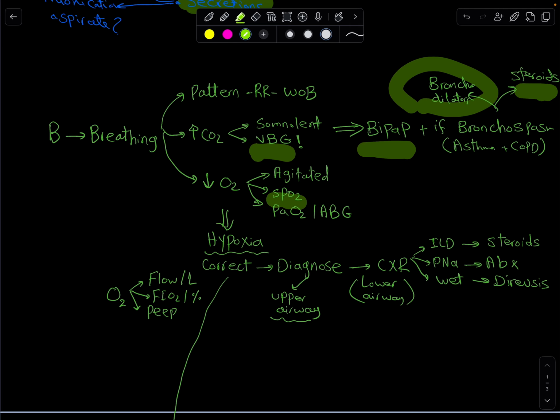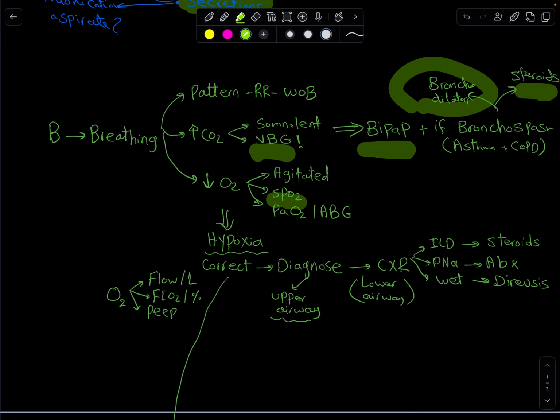Hypoxia usually can present in upper airway disease and lower airway disease. So remember, for the upper airway disease, the chest X-ray we do all the time is not the best imaging. So always have the upper airway in your mind, and a very common scenario for the upper airway: sometimes they have difficulty with the secretions or keeping their upper airway open. So always have this in mind.